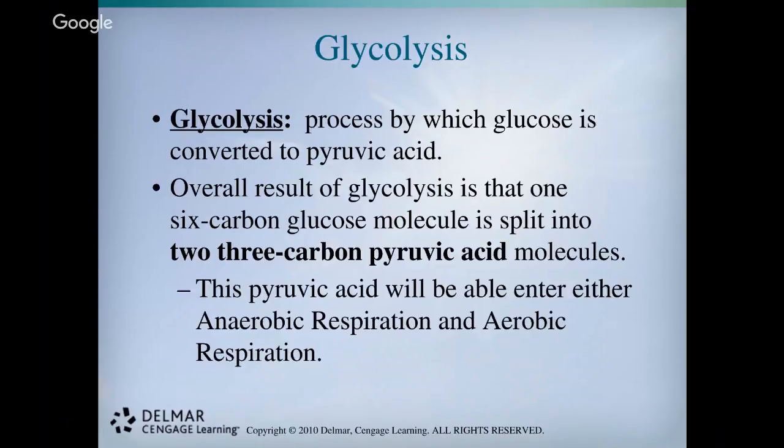So let's look at this right here. Glycolysis, simply the process by which glucose is converted into pyruvic acid. That pyruvic acid is then kind of the next step along the chain of reactions, the next step to get to breaking down that ATP. So the overall result of glycolysis is that one 6-carbon glucose molecule is split into 2 3-carbon pyruvic acid molecules.